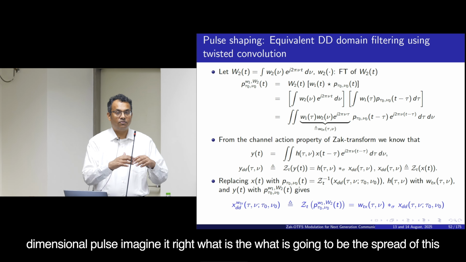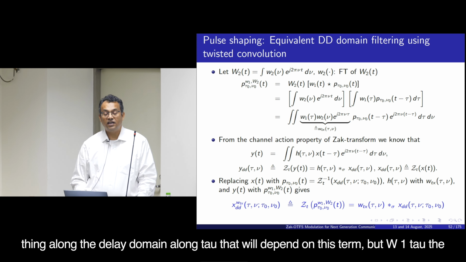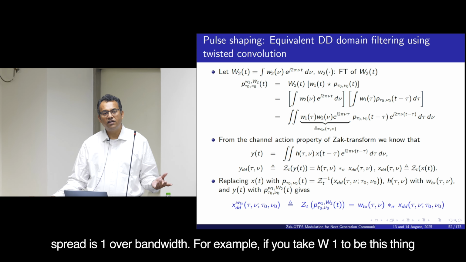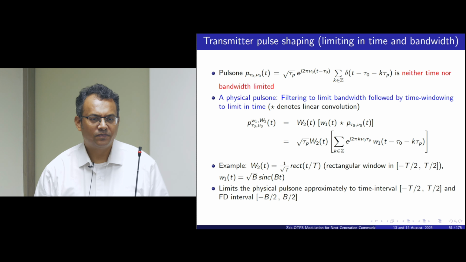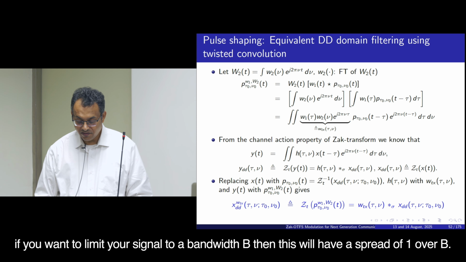It is a two-dimensional pulse, imagine it. What is going to be the spread of this thing along the delay domain, along tau? That will depend on this term. But W1 tau, the spread is 1 over bandwidth. For example, if you take W1 to be this thing, if you want to limit your signal to a bandwidth B, then this will have a spread of 1 over B.